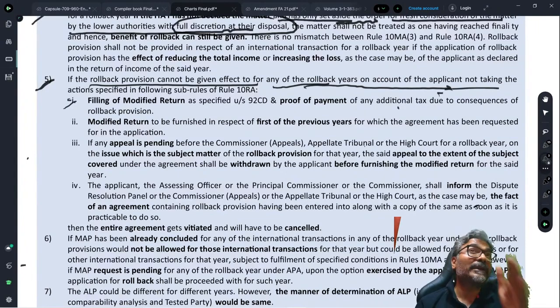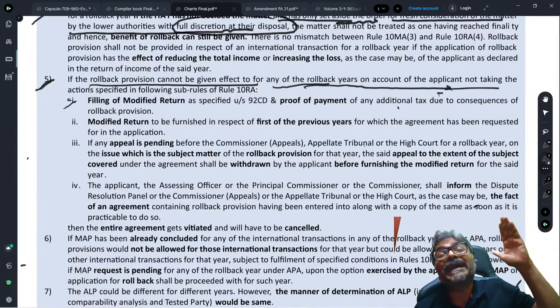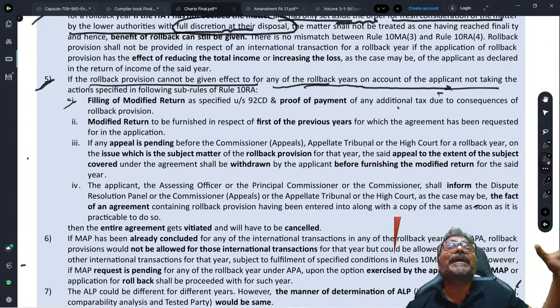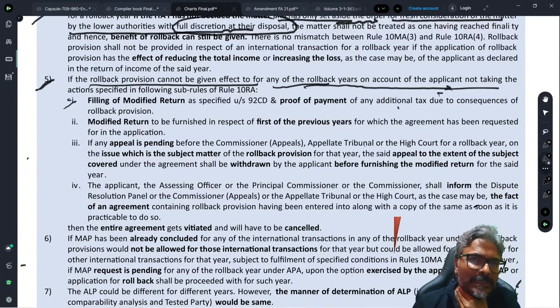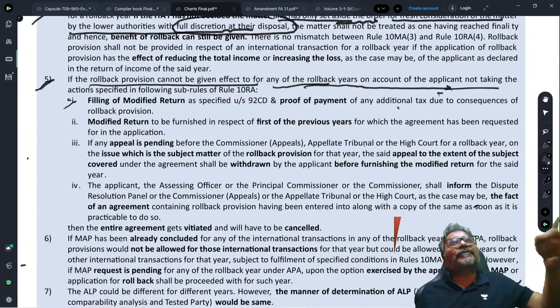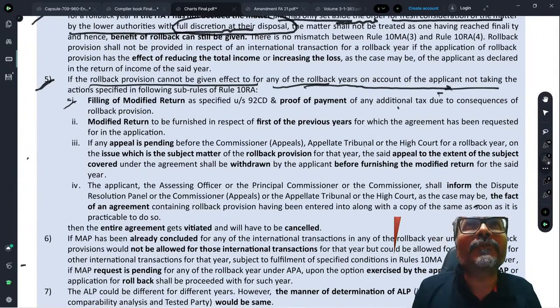The second one is that, students, for that rollback year, because litigation is pending, you at least need to withdraw the case from the court. The entire objective of the rollback is that we need to resolve the dispute and the litigation, and therefore we are giving you the benefit of the rollback. But supposing you want the rollback, and at the same time you also want the appeal to continue, is it possible? The answer is no.